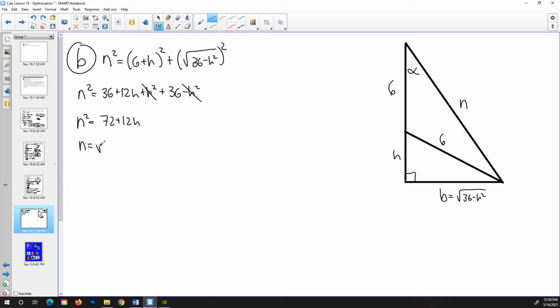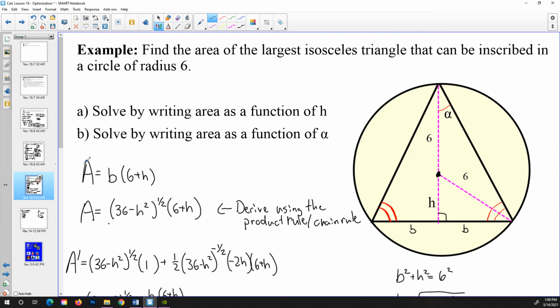So n is just equal to the square root of 72 plus 12h, and I can factor a 12 out of each term and say that that is the square root of 12 times 6 plus h, and then 12 cancels down to 2 square root of 3 times the square root of 6 plus h. So my n here is going to be 2 square root of 3 square root of 6 plus h. All right, now why did I go to do that? Well, let's go back to the question again. And the question says solve by writing area as a function of alpha.